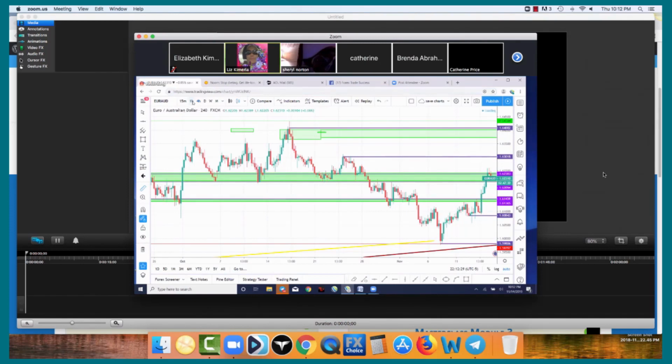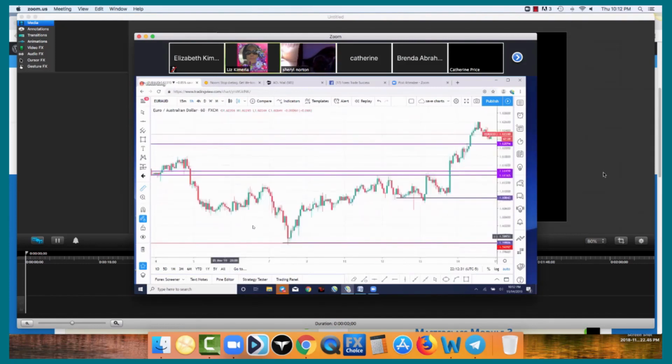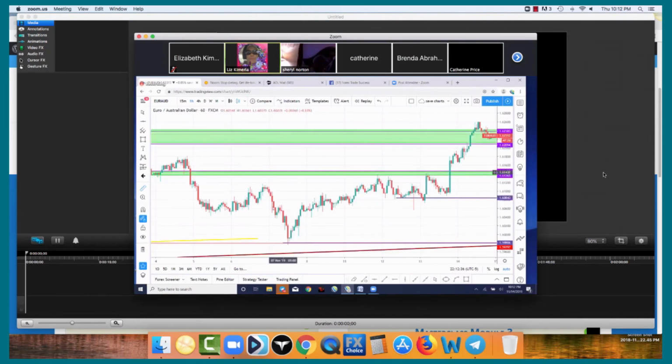But do you see how clean your chart is now? You don't have a whole bunch of lines. You only have the major ones. So that's how you progress from marking every single support area or resistance area to only marking the major ones.